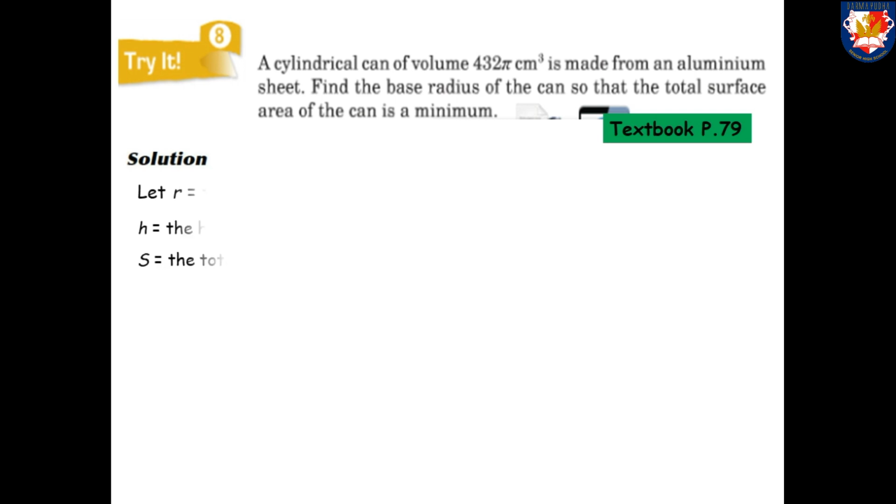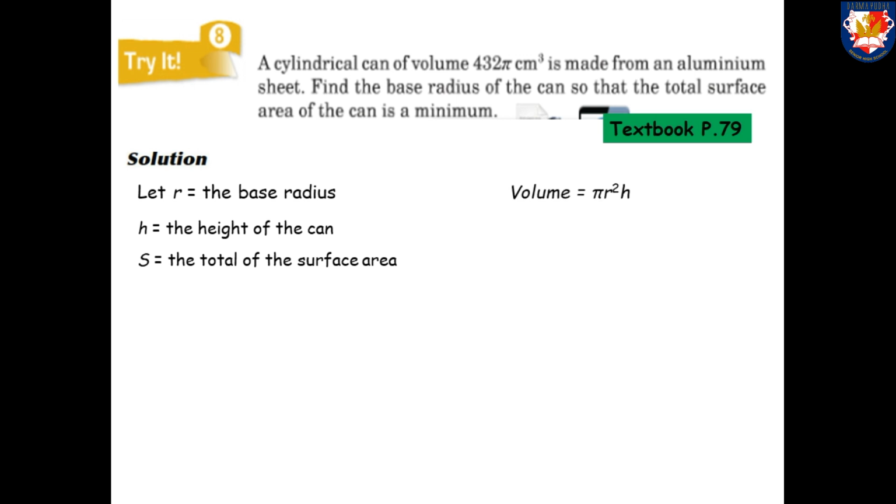So this is the solution. Let r be the base radius, h the height of the can, and S the total surface area. We know that the volume of a cylinder is πr²h, and the surface area equals 2πr² + 2πrh. In the question, the volume of the cylindrical can is 432π cm³.